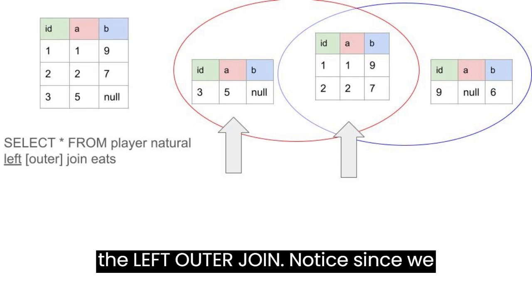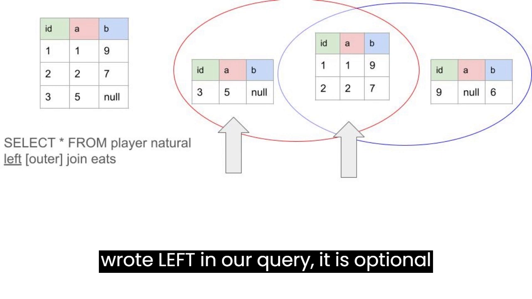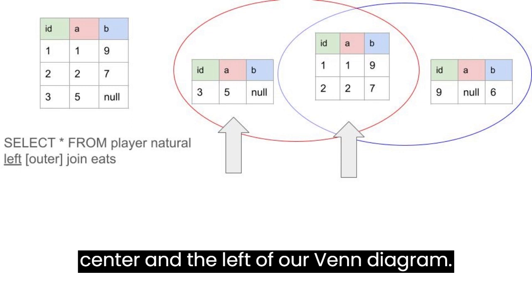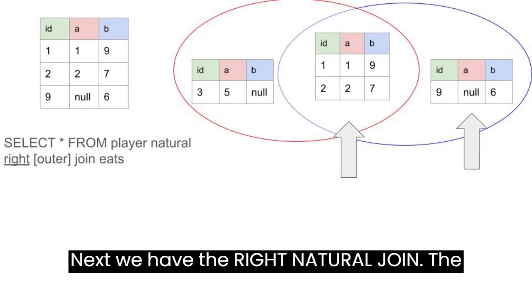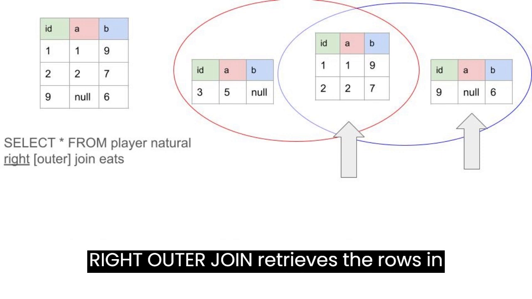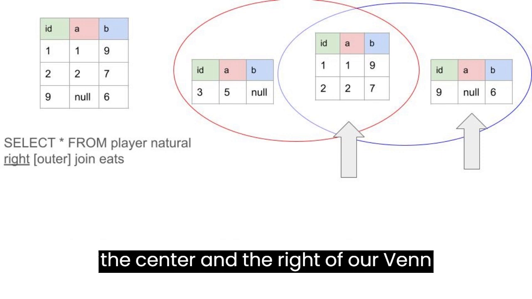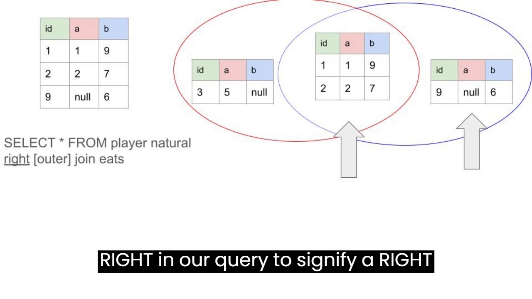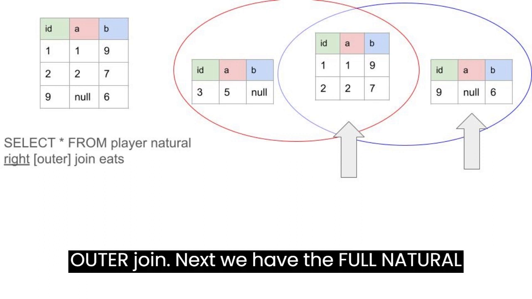Next, we have the left outer join. Notice, since we wrote LEFT in our query, it is optional to put OUTER inside our query. The left outer join retrieves the rows in the center and the left of our Venn diagram. Next, we have the right natural join. The right outer join retrieves the rows in the center and the right of our Venn diagram. Notice we put the word RIGHT in our query to signify a right outer join.